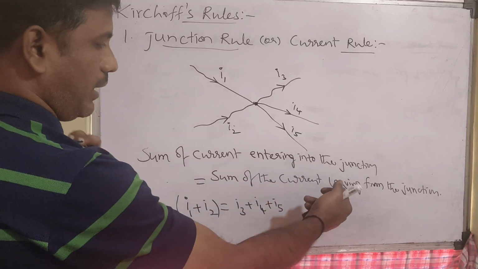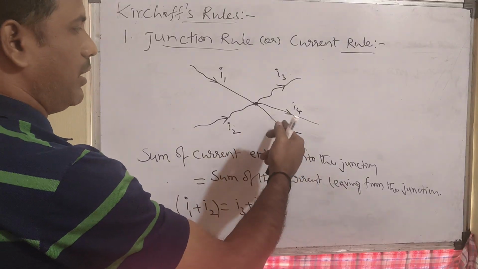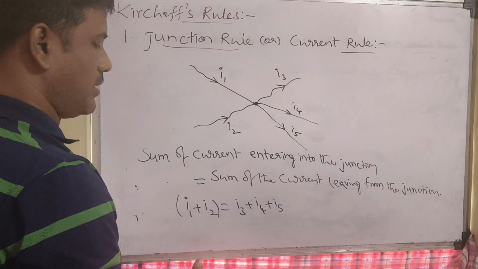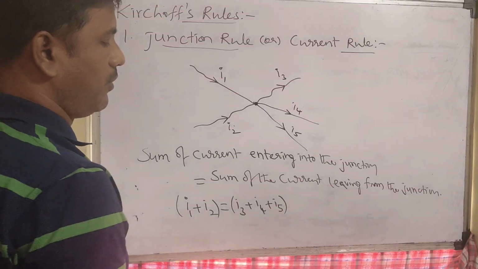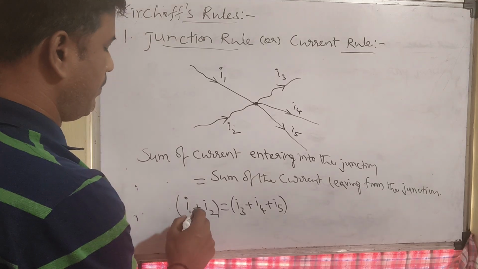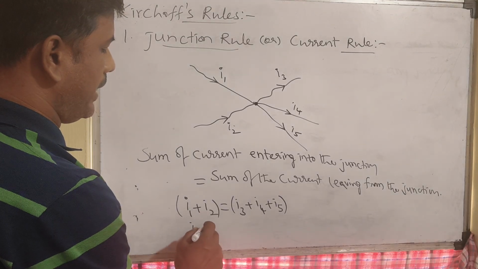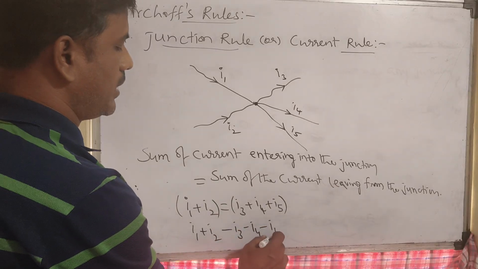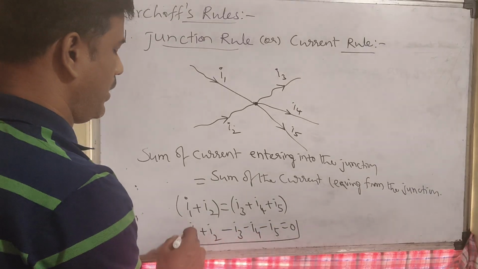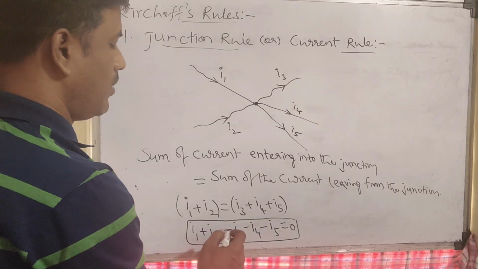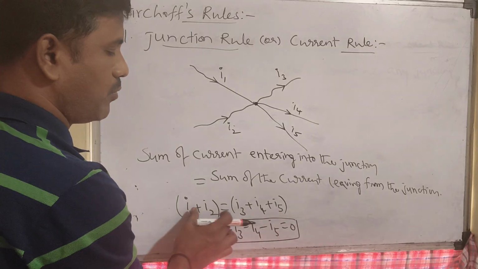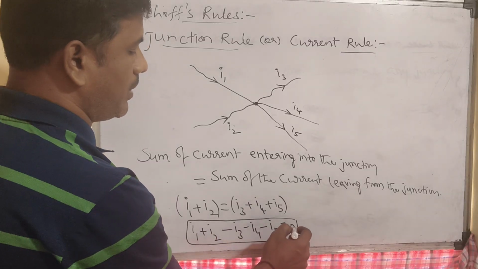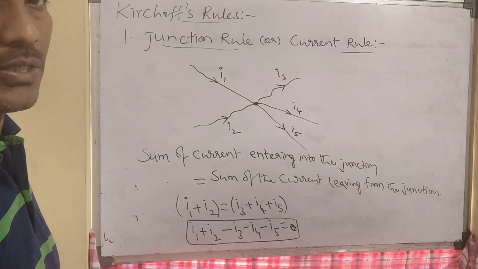The sum of current entering the junction equals the total current leaving, which is I3 plus I4 plus I5. So I1 plus I2 minus I3 minus I4 minus I5 equals 0. Observe that the current entering and the current leaving are equal, and when equal quantities are subtracted, 0 comes.